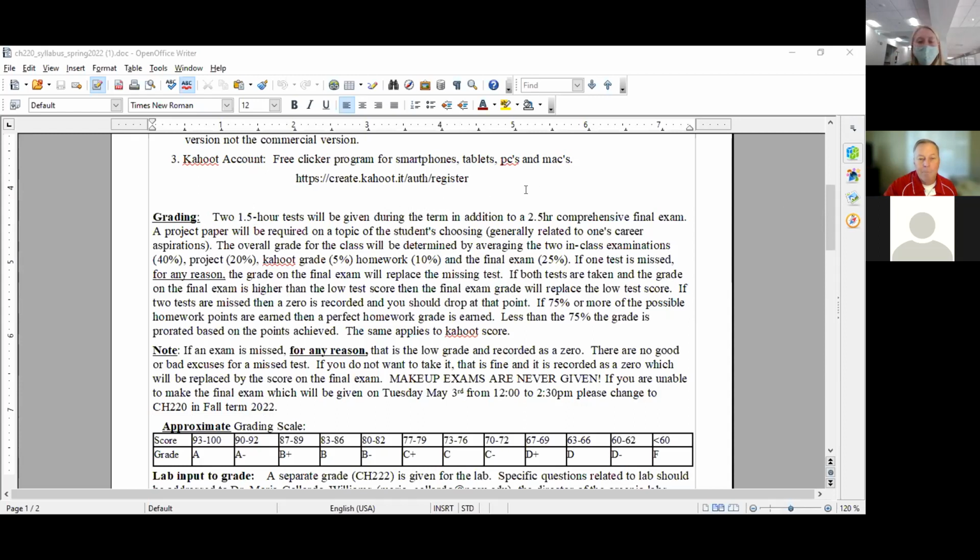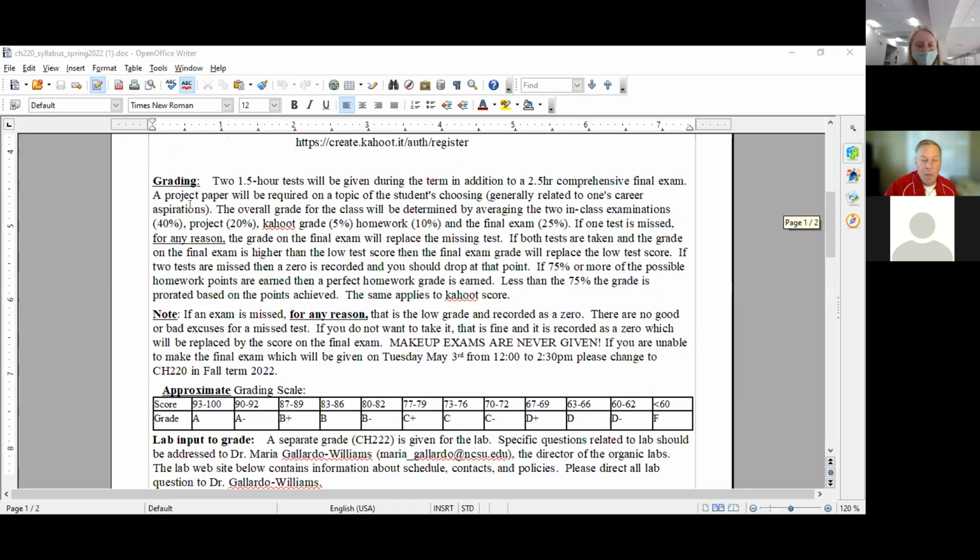Now, if you finish early, obviously you can leave, but if you want to take the whole 1.5 hours, you can. So that's that. In addition, we have a 2.5 hour final exam. We already talked about when that is. The other part of your grade is a project paper required on a topic of your choosing. And I'm going to put out some suggestions next week.